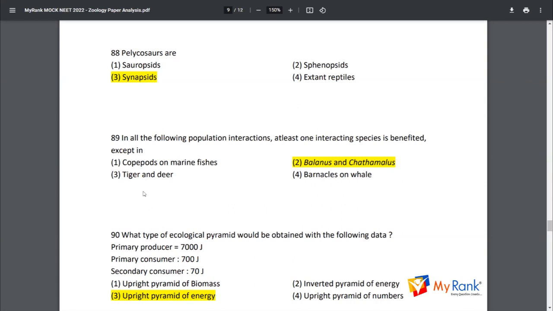Tiger and deer. Tiger is benefited and deer is affected. So, option 1 and option 3 are ruled out. Barnacles on whale. So barnacles take the help of whale in displacing from one place to another. So your barnacles are having the advantage, whereas whales have no problem in the interaction. Coming to Balanus and Chthamalus in option 2. Here they have the interaction of competition. So option 2 is the correct answer, where the interaction has no benefit to either of the species.